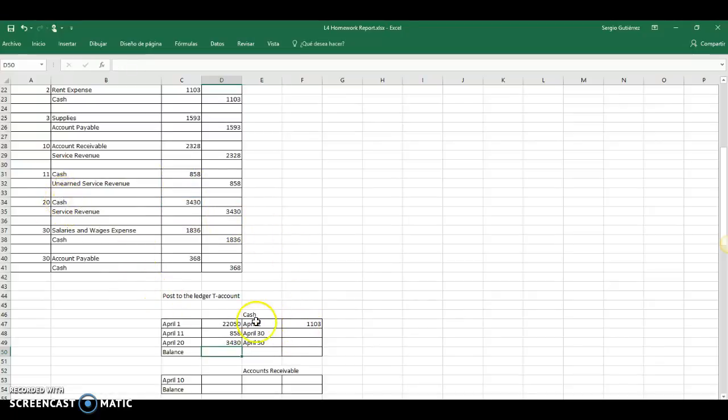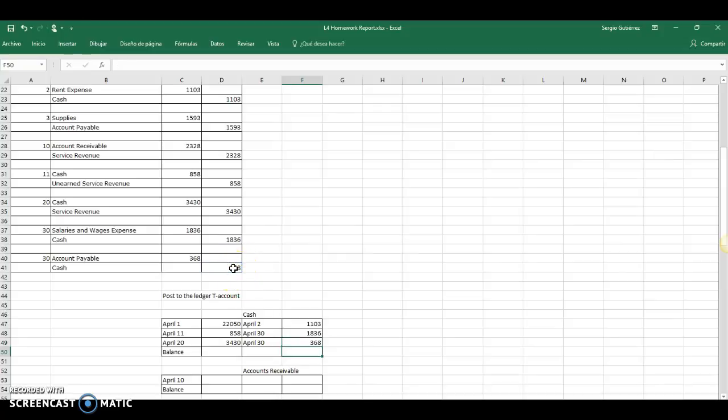On April 30, we see two transactions with cash, both of them in the credit column, because Agela paid for the salaries and for the accounts payable. So we transfer the information for the salary and wage expense. They paid with cash the amount of $1,836. We hit enter, we transfer the information. On April 30, there was another transaction with the account cash, so we transfer this information again.